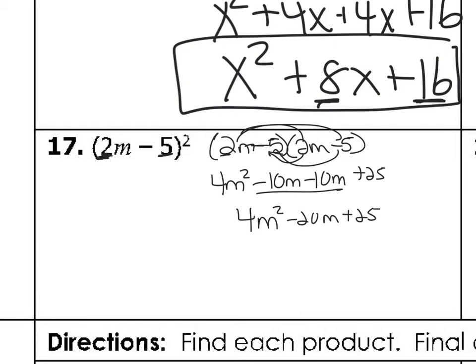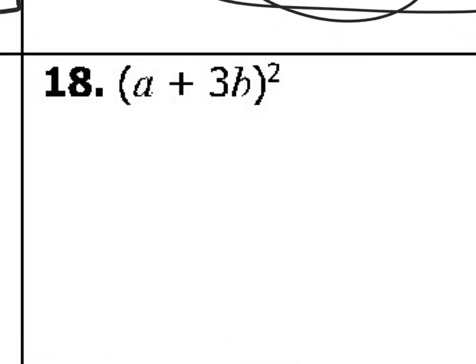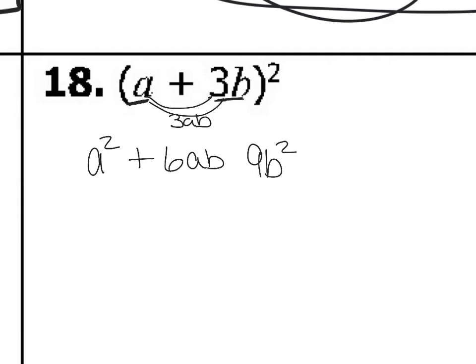So what they did, they squared this for the front term, and they squared this for the back term, and then they multiply this and double it. So this would be negative 10m times 2. All right. Let's see if we can do one without. So we'll square this, and then multiply them and double it. So it'll be a squared, and down here you're going to have 9b squared, and then this would be 3ab, and we're going to double it, so 6ab.